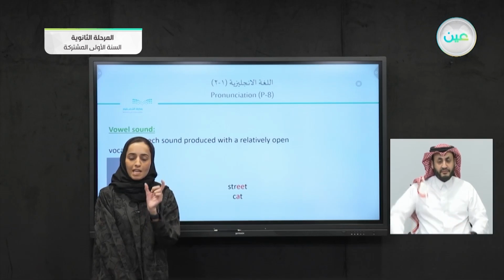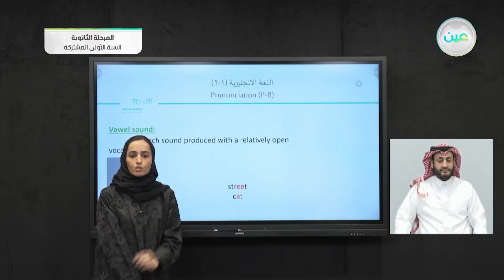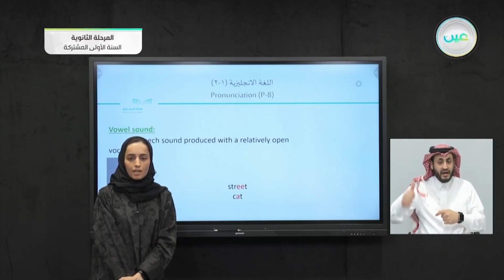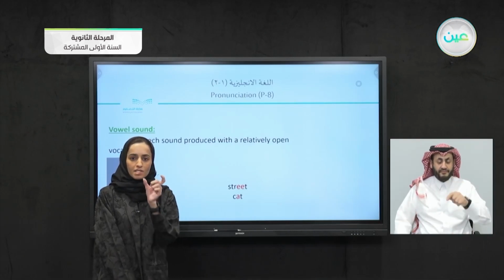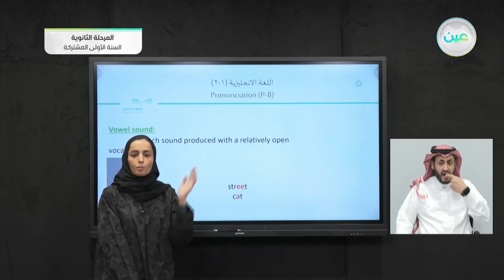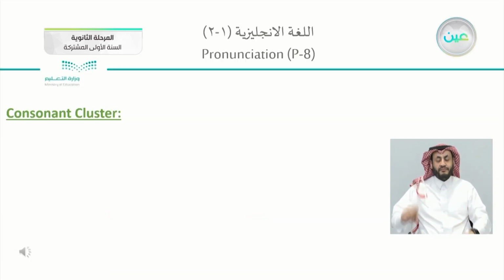Notice when you say street, the E sound, the air flows. Street. How about cat? The A sound, we're saying cat. So when you are saying A, the tract is open. We're not stopping the air. These are the vowels and the sounds.